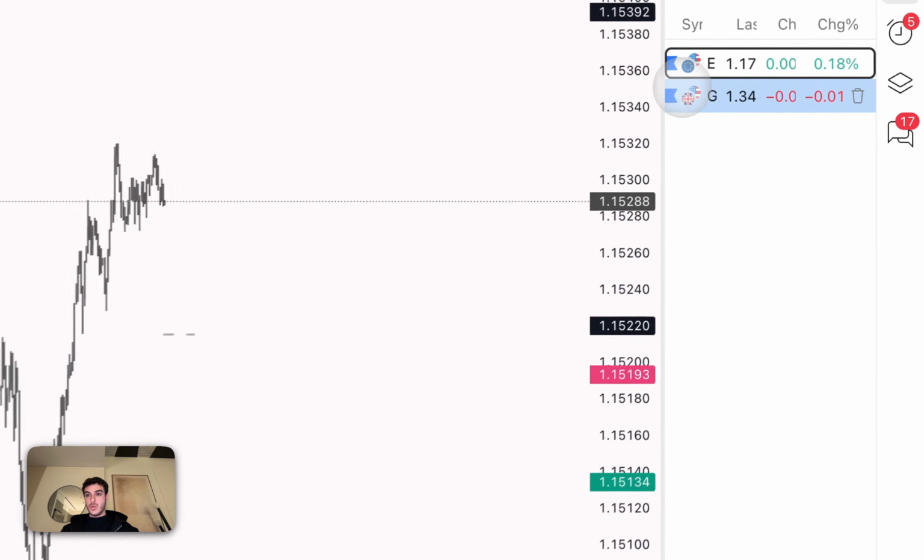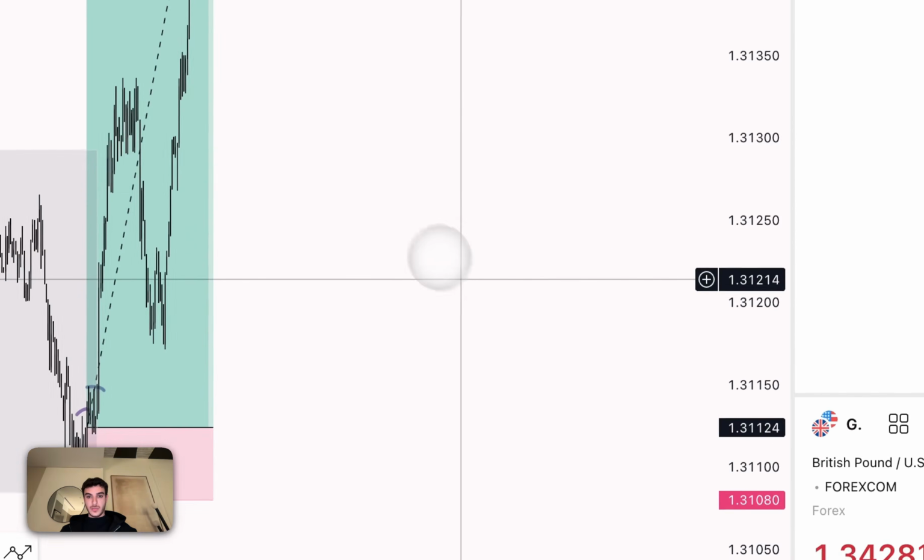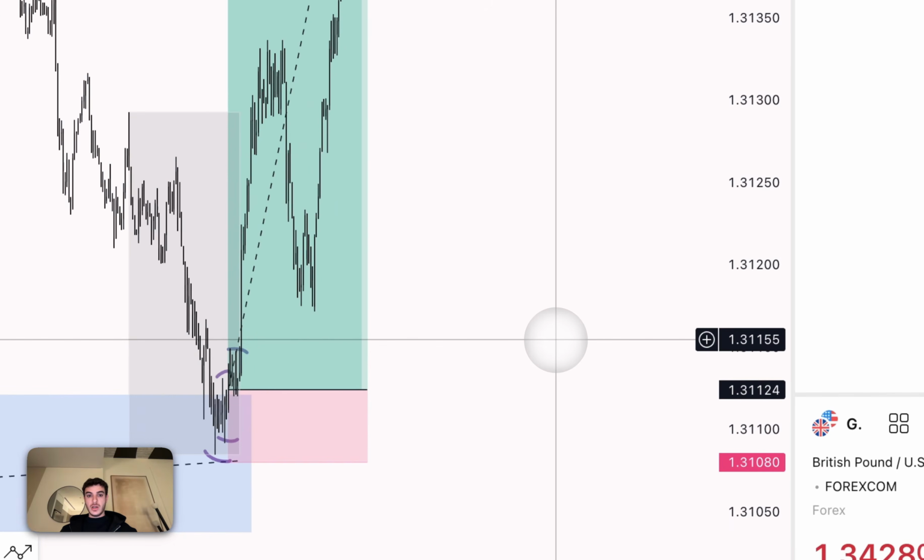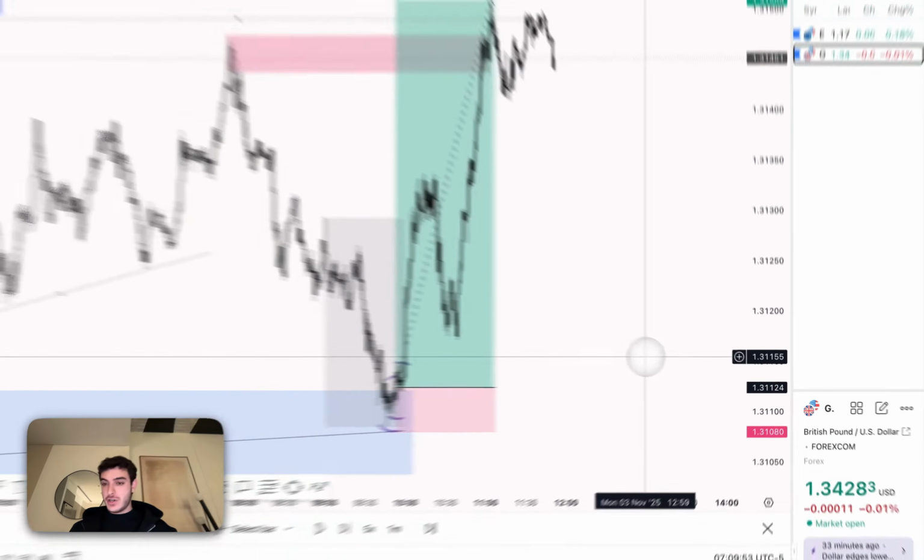So when you're able to spot this difference in the market, you need to capitalize on it. And that for you, my friends, is divergence. Enjoy.